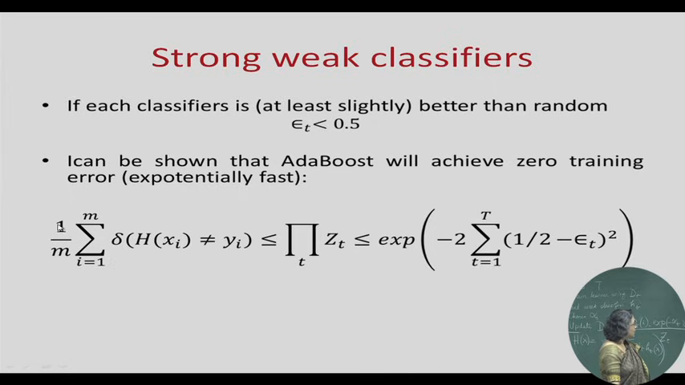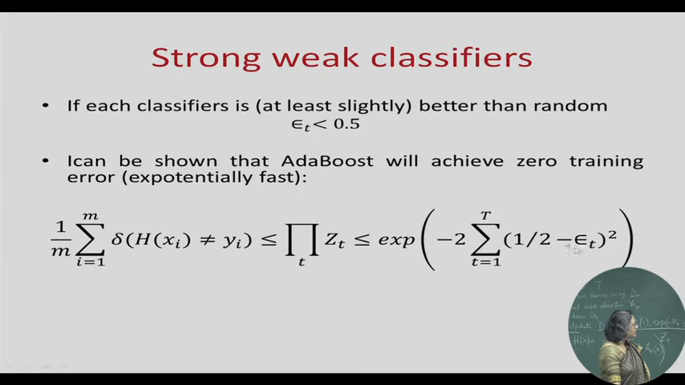It is shown that 1 by m times the sum of delta h(x_i) not equal to y_i, i equal to 1 to m, this is the average error, is less than or equal to the product over all the members of the ensemble of Z_t, which is less than or equal to exponential of minus 2 times the sum over small t equal to 1 to capital T, the total number of iterations in Adaboost, of (half minus epsilon t) whole square.